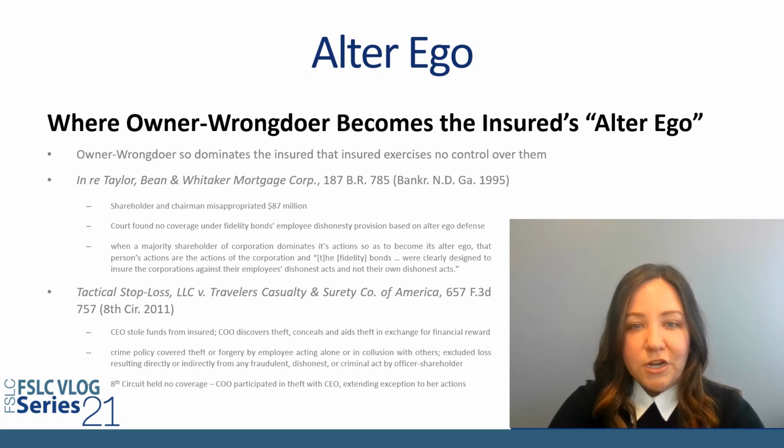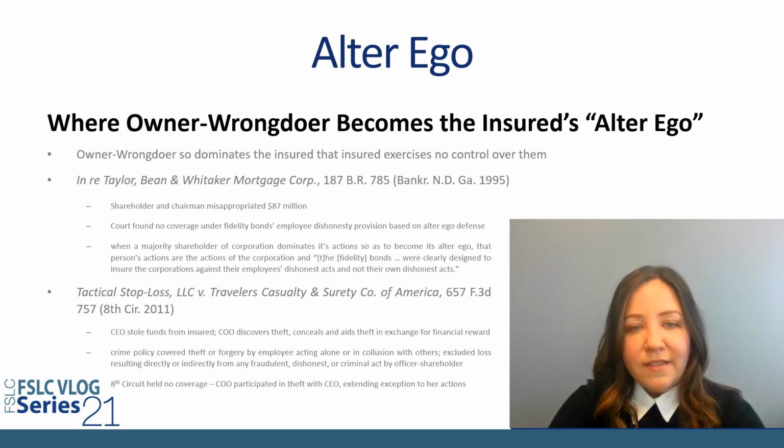The bankruptcy court determined the majority shareholder's actions were subject to the alter ego defense. The court noted that allowing the insured to recover for what was essentially its own fraudulent acts would go against public policy, where fidelity bonds were clearly designed to insure corporations against employees' dishonest acts and not their own dishonest acts.